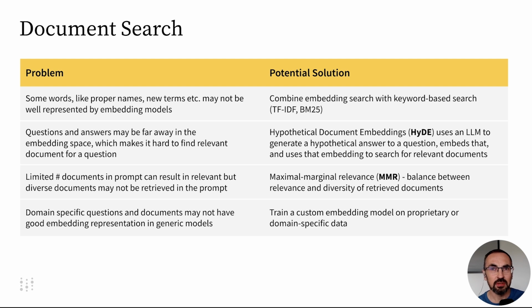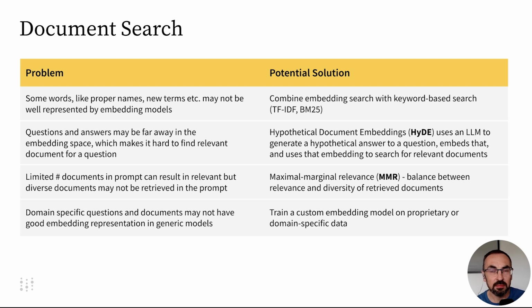A third issue is that with a limited number of documents in a prompt and large number of similar documents, the retrieved documents may lack diversity. In such case, we can use maximal marginal relevance or MMR, which helps balance relevance and diversity. This increases the chance that we'll find the right answer in the prompt.